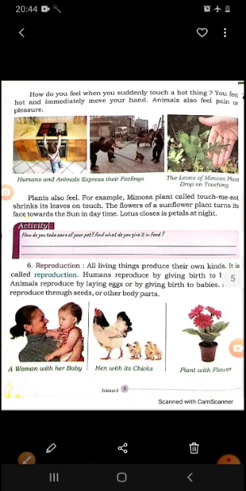Now, human beings give birth to babies. Similarly, in animals, some animals give birth to babies like cat, dog, cow, and some animals lay eggs like the hen, the duck, the snake.